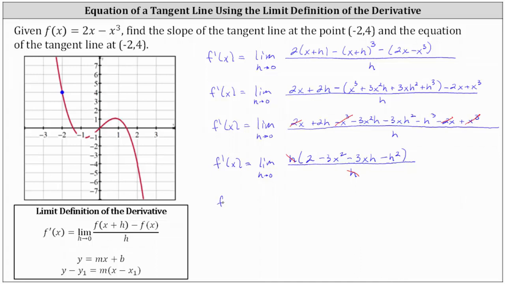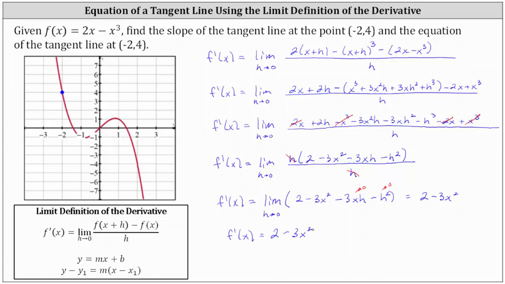So now we're left with f prime of x is equal to the limit of 2 minus 3x squared minus 3xh minus h squared as h approaches 0. Well, as h approaches 0, 3xh approaches 0, and so does h squared. The limit is equal to 2 minus 3x squared. The derivative function f prime of x is equal to 2 minus 3x squared.